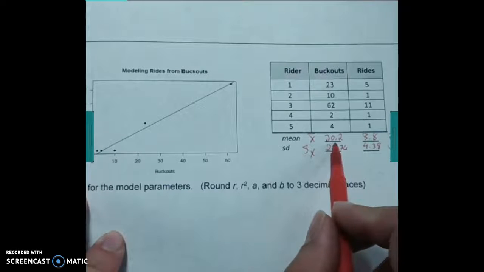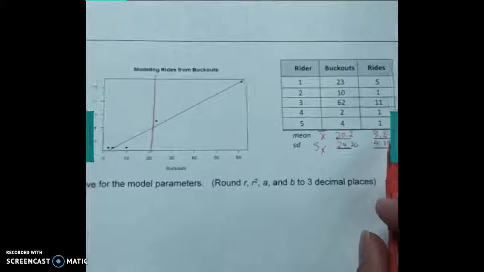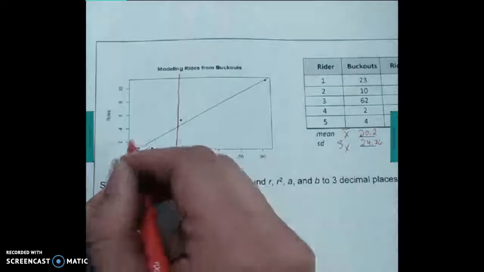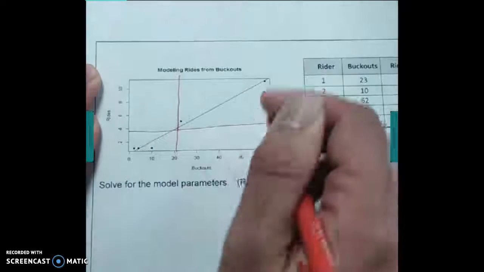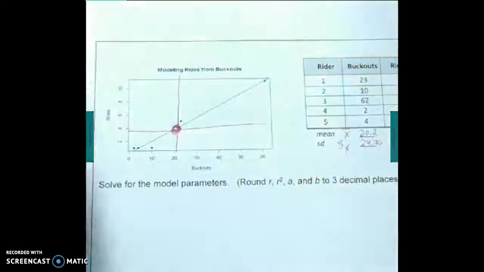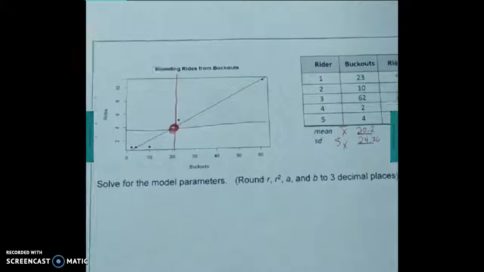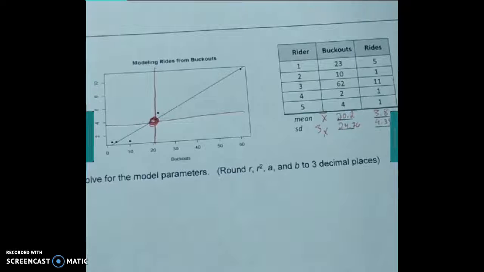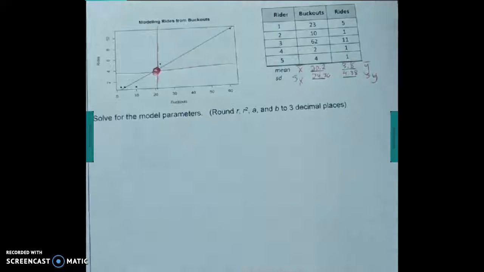If the mean of x is 20.2, if I just draw a straight up and down line at x equals 20.2, and the mean of y is 3.8, if I just draw a horizontal line at 3.8, hopefully you can see that these things intersect right on top of that line. That line should go through the mean of x comma the mean of y every time. I'll show you that when we get the actual equation, but right now we don't have the equation yet of that line. We can confirm all that in a little bit here.